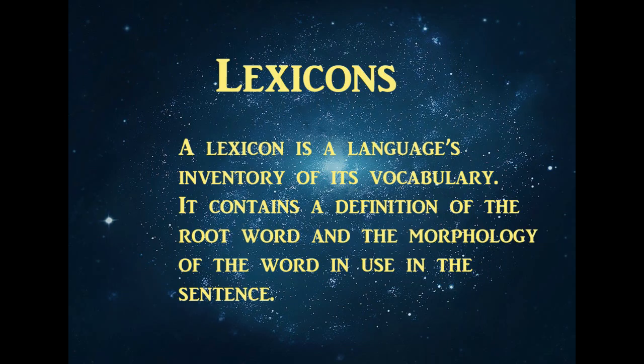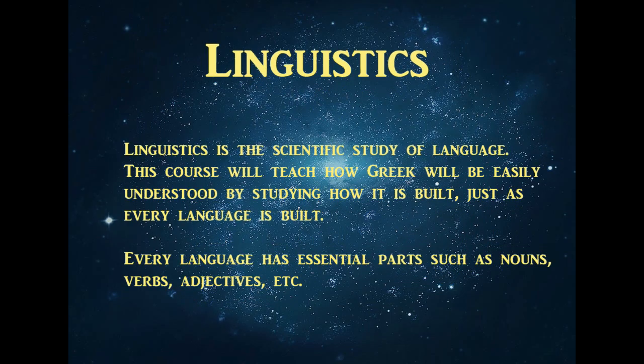The lexicon is a language's inventory of its vocabulary. It has definitions of the root word and the morphology of the word in use in the sentence. Now, the morphology is actually describing, for a verb, the mood and different things that are built into the verb. And we'll have to find out what that is so we know how to apply it to the verb, to the verse that we're translating. Linguistics is the scientific study of language. It builds the sentence. Syntax is how a sentence is built, and so we'll learn to do that.